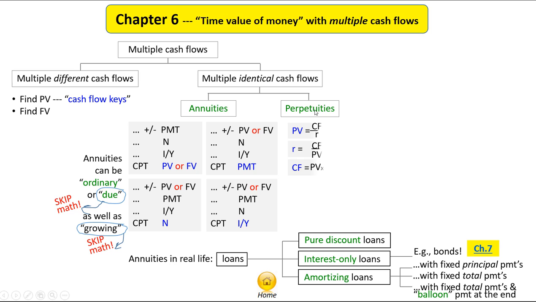Then perpetuities. We learned how to find the present value of a perpetuity, which is cash flow divided by R. We also learned how to instead solve for R when we know the cash flow amount and the present value of the perpetuity. And we can also rearrange this formula to instead solve for cash flow, which is PV multiplied by R.